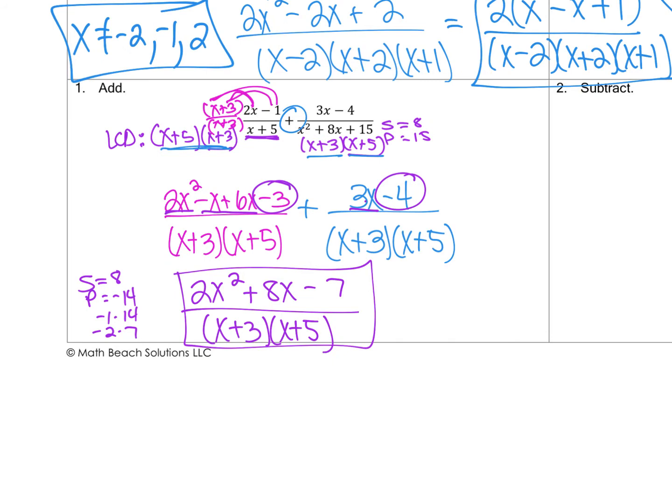Looking at your excluded values, look at your original denominators. So that would be negative 5, cause it to be 0. This one would be negative 3, and then that one would also be negative 5.